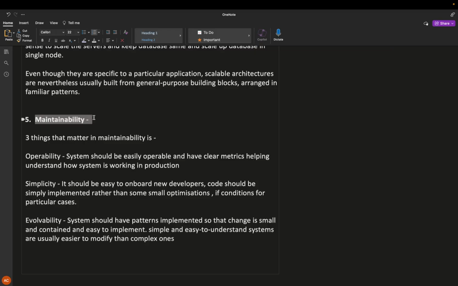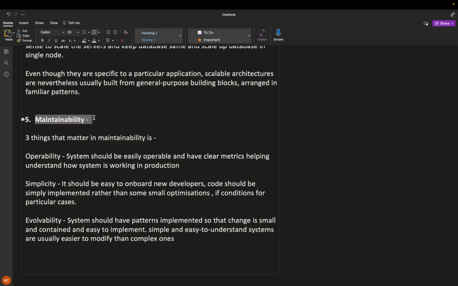Third is evolvability. Systems should have patterns implemented so that change is smaller in content, and easy to implement. Simple and easy to understand systems are usually easier to modify than complex ones. So we should have some patterns, and that's why we should also learn low level design patterns, because they are industry wide used and very common terms, and they help to contain the changes, right? Those patterns are there to contain the changes. When the requirements change, the change is contained in some place, right?